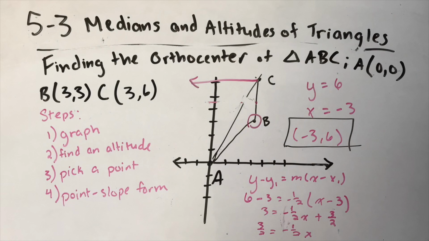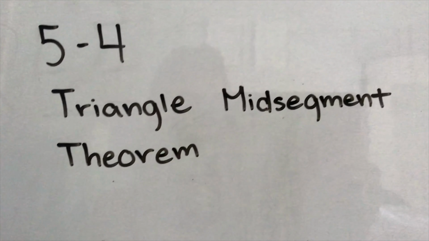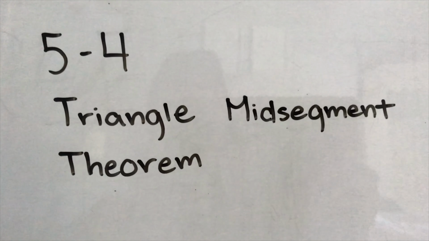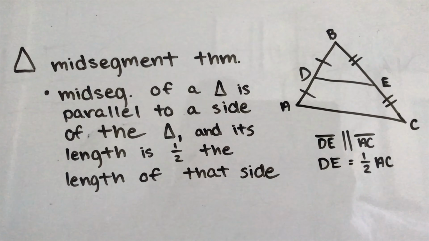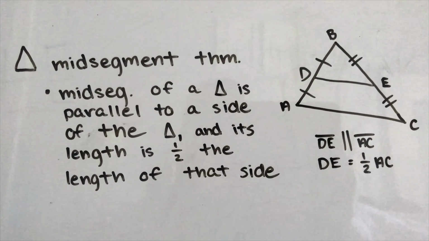And there you have it, chapter 5, lesson 3, destination. So in lesson 4 of chapter 5, we will be learning about the triangle midsegment theorem. The triangle midsegment theorem is when the midsegment of a triangle is parallel to another side of the triangle, and its length is half of the length of that side.